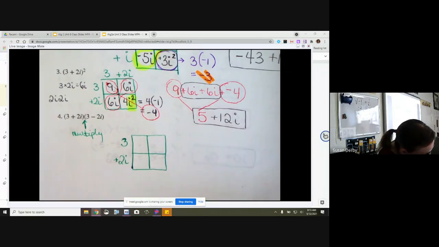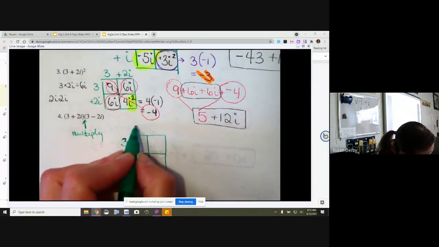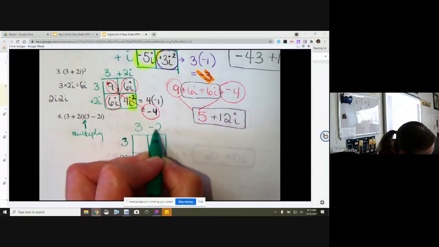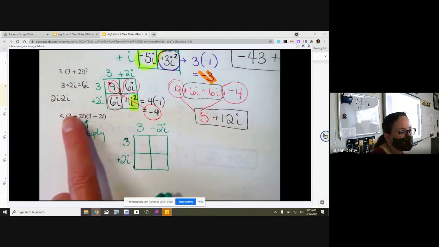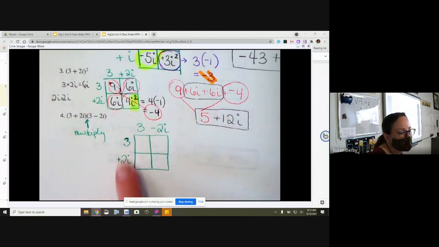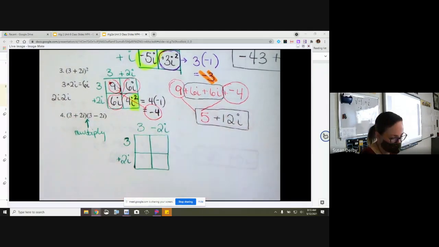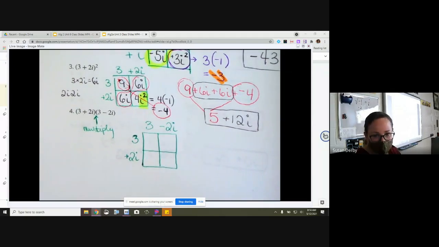We have a 3 plus 2i and a 3 minus 2i. So I'm taking that sign with it. Make sure whatever you see here just goes right down the side, and our second factor right across the top. Take the sign with it.